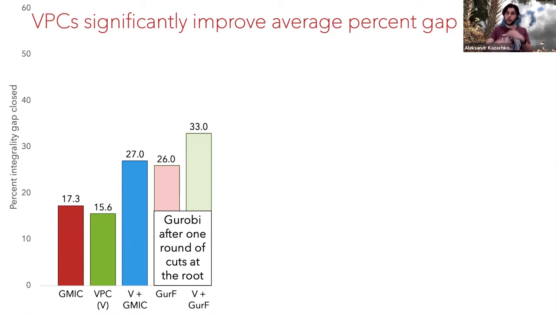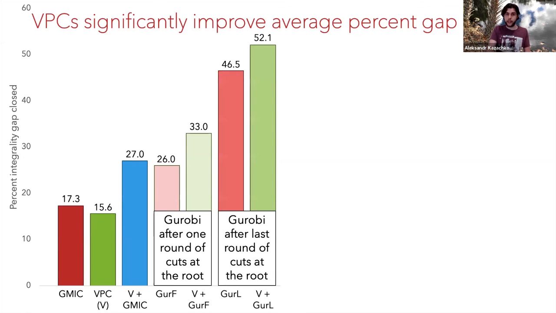Now, Gurobi does multiple rounds of cuts. It applies these cuts recursively. We only do one. So the question is, maybe after a while, Gurobi's cuts end up overtaking our cuts and ours are not useful. It turns out that is not the case. For these instances, after the last round of cuts at the root node, Gurobi closes about 46.5%, while when we include our cuts as user cuts, Gurobi is still closing another 5.5% more. So that gap is closed a little bit, but not entirely.